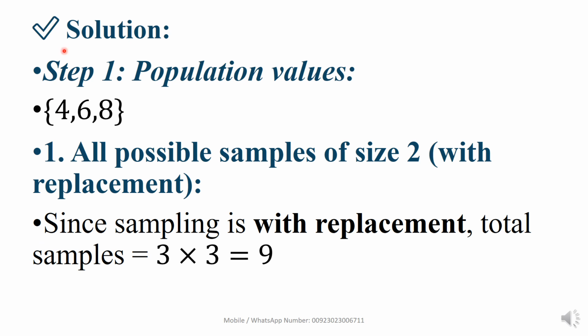Now we are going for the calculation solution. Step 1. Population values 4, 6, 8. Now point 1. All possible samples of size 2 with replacement. Since sampling is with replacement, total samples equal 3 multiplied by 3 equals 9.